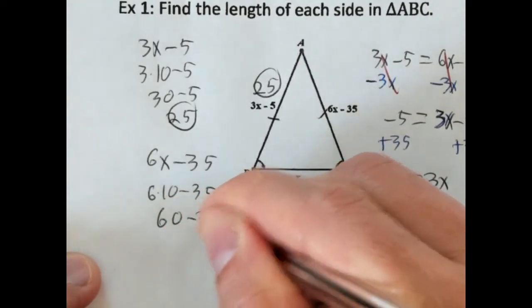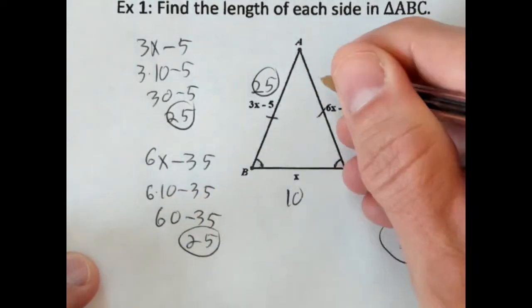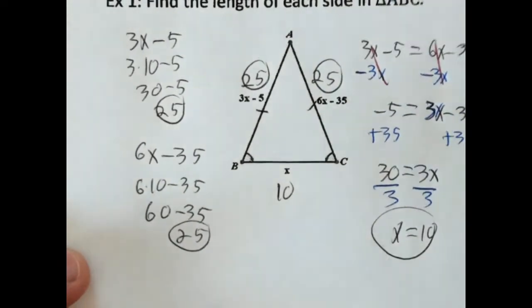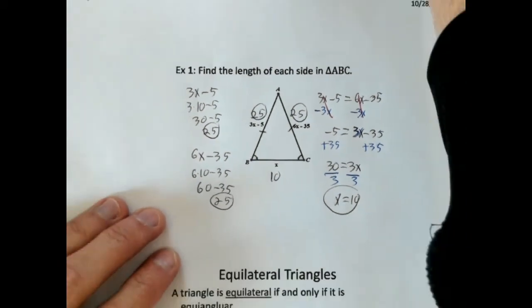60 minus 35. That's 25. So it does work. Awesome. Okay, cool. That's isosceles. That's how basically you work with isosceles triangles.